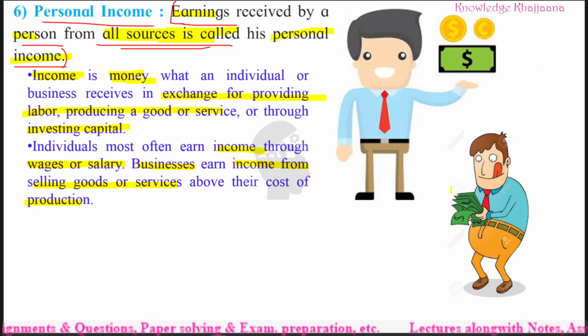See, again in this picture also you can see the person is showing his earning, because he has received it for his work, for the job done by him. Okay, so these are their personal incomes.